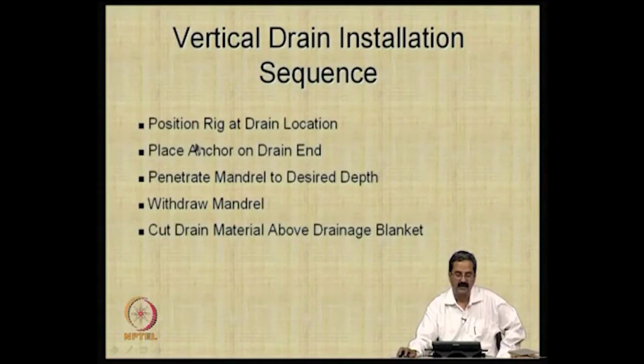So, how do you do that? Actually, we have to have a rig here. You have to position the rig at the drain location, place the anchor on the drain end, penetrate the mandrel to the desired depth, withdraw the mandrel, and cut the drain material above the drainage blanket. This is what we do.